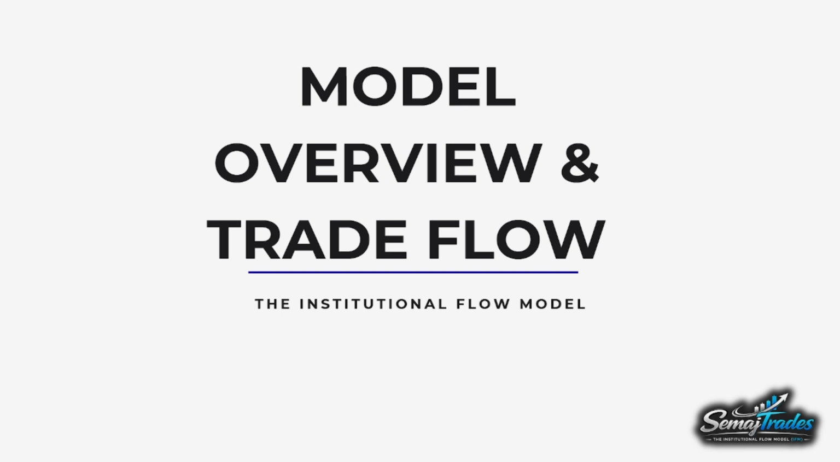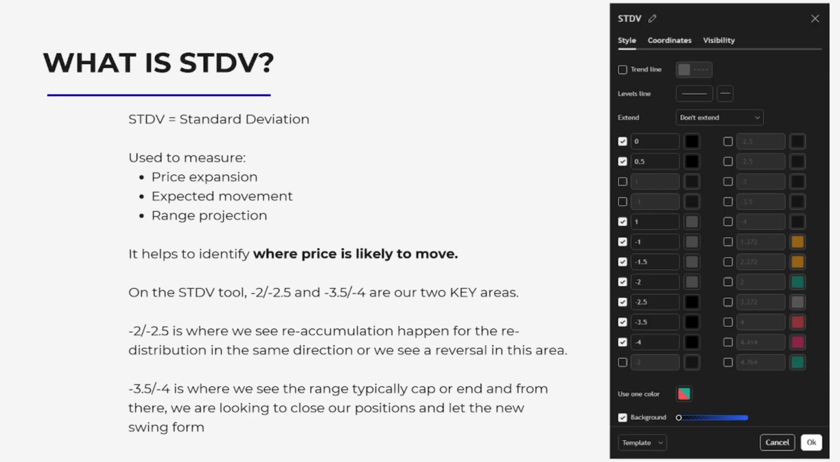So we're moving along. So far, we have covered how price moves and why it moves. We've covered liquidity, the intent of liquidity, and why liquidity is so important. Now that we have those basics, we're going to dive deeper into the institutional flow model overview and trade flow. We're starting to talk about standard deviation projection. Standard deviation is used to measure price expansion, expected movement, and range projection.